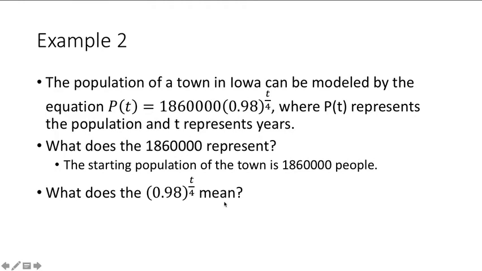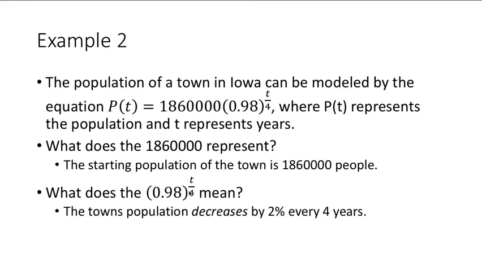But this time I also have this 4, and the 4 is the interval of time. If you think back to or look back in your notes at the general form of these equations, the 4 takes place of the n, which is the interval of time. So what does this actually mean? This means that the town's population decreases by 2% every 4 years.